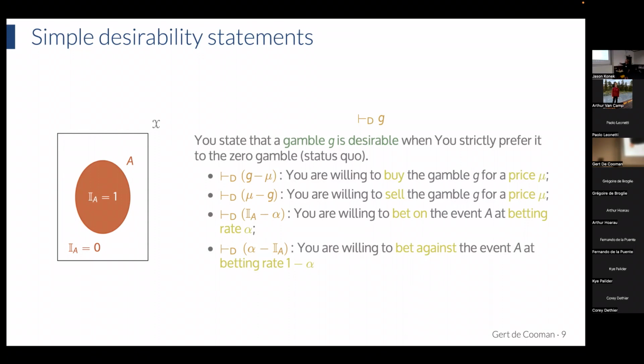So these are very simple gambles that you might find desirable, and we'll come across them later on.